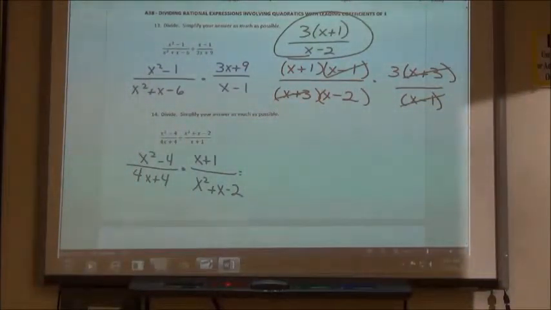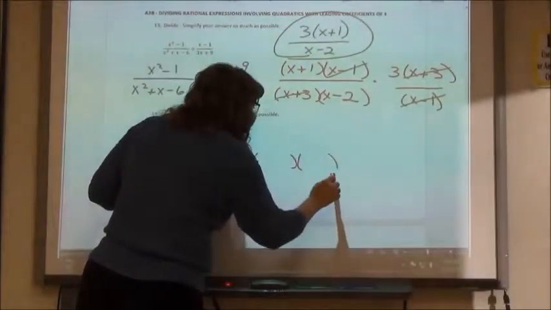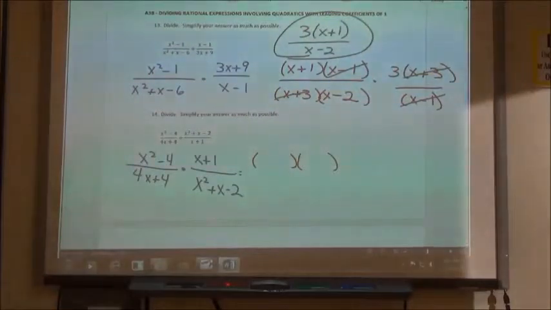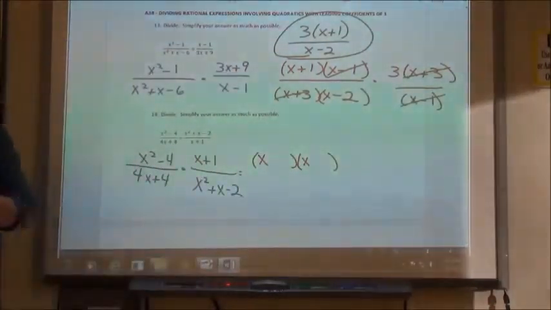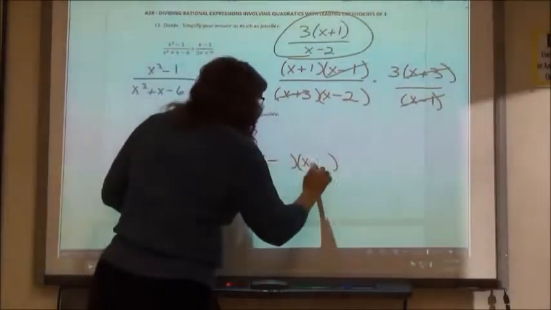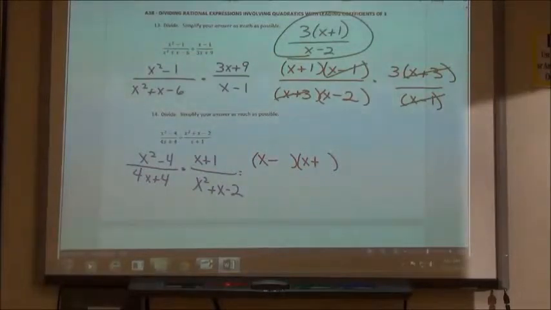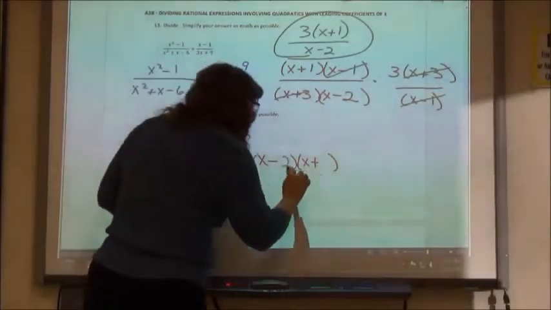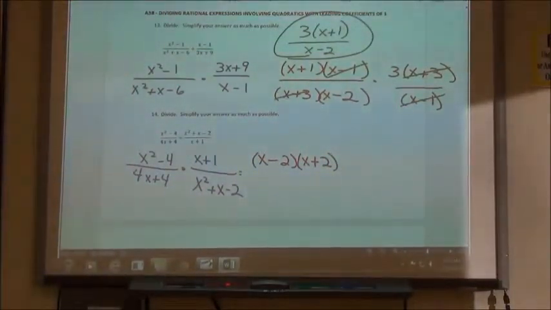Factoring that top one. It's got the squared term. Came from foiling. How do we factor x squared minus 4? We're going to start with x and an x. My signs, negative and a positive, one of each. And factors of 4, 2 and 2. 2 and 2, exactly. Difference of perfect squares has to end up being conjugates, same terms with opposite signs.